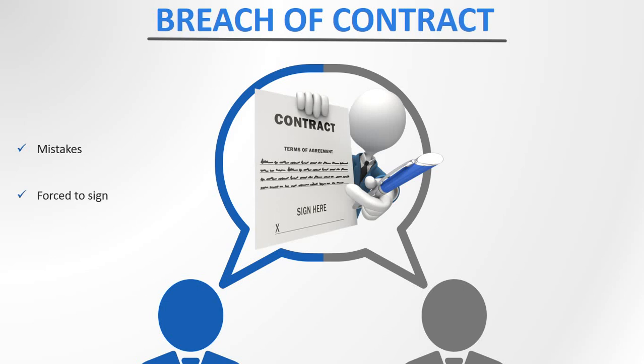The second thing we talk about is if a party is forced to sign the contract and they don't really agree to the terms and conditions of that contract, it's a breach of contract. The third one is the requirements and responsibilities of the parties in the contract are very unclear and wishy-washy. It's a breach of contract.